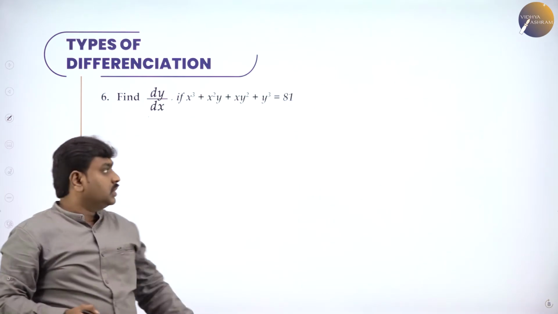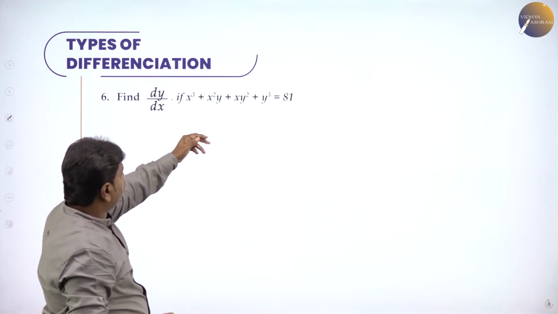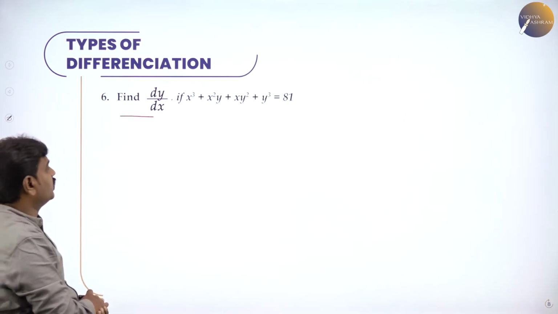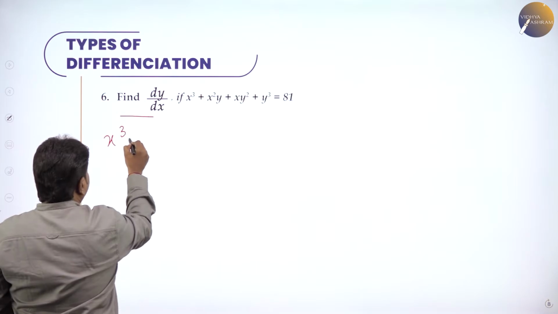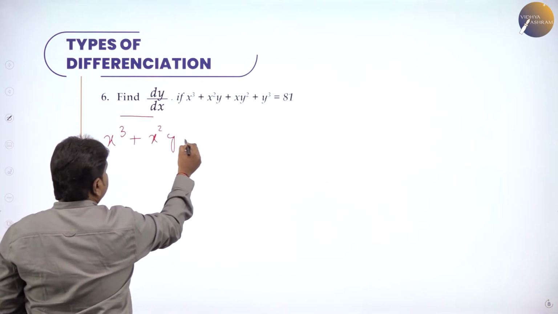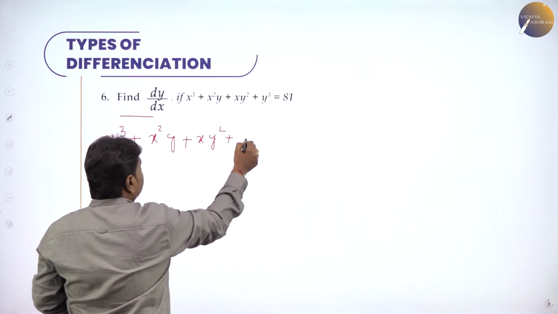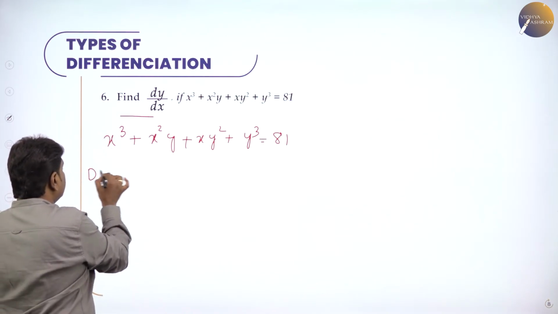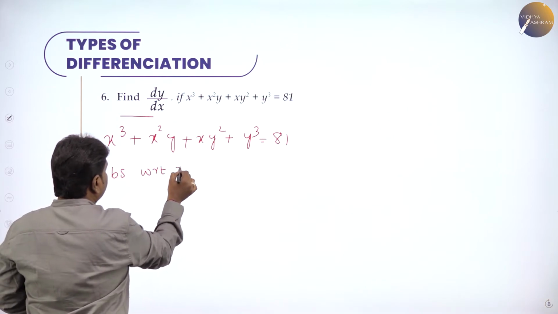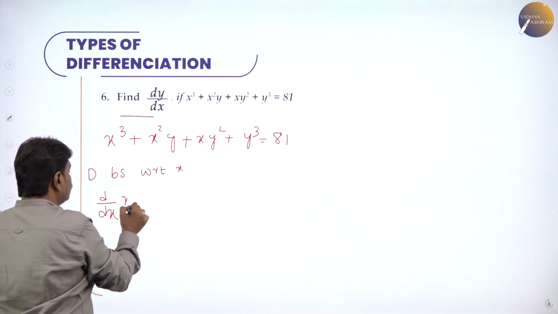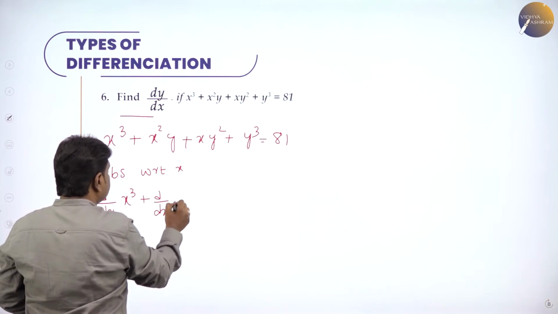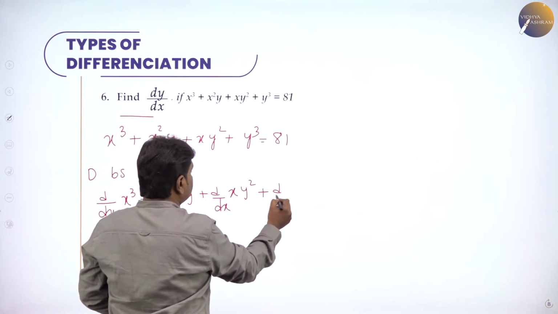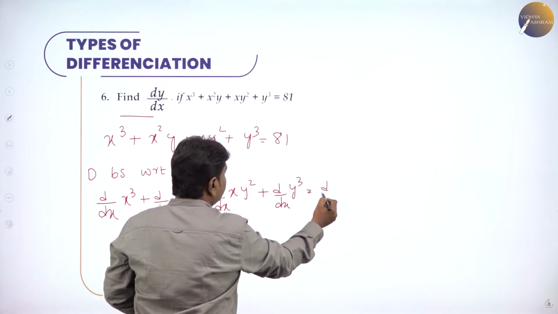Next we have, if x cube plus x square y plus xy square plus y cube equal to 81, then they want you to find dy by dx. Clearly this is an implicit function because y is not separated. If it is an implicit function, what is the method? Differentiate both sides with respect to x. If you do that, you will get d by dx of x cube plus d by dx of x square y plus d by dx of xy square plus d by dx of y cube is equal to d by dx of 81.